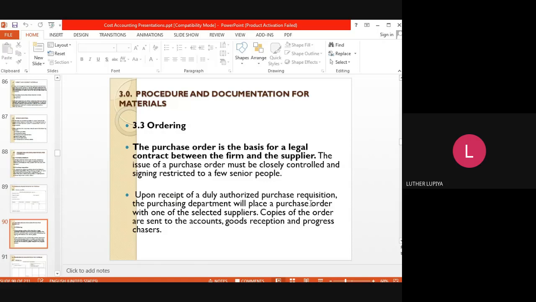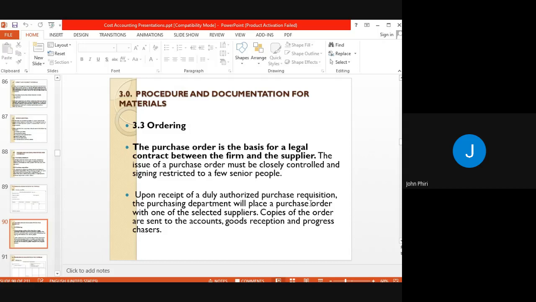Then we'll go to another one. It's called ordering. You have raised the requisition. Remember, a requisition is just internal. Now, an order is the basis for a legal contract between the firm and the supplier. So who gives an order? You, as the one who is buying the materials. In this case, if it's a company manufacturing things, then you give an order to an outside supplier to say, can you supply so much? And the orders must be signed not by juniors, but by the senior people in the company.